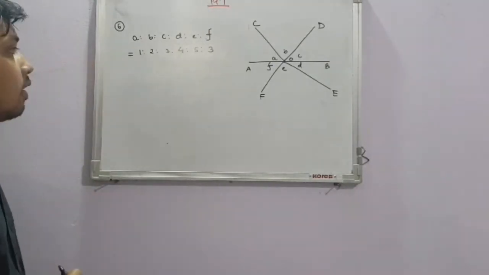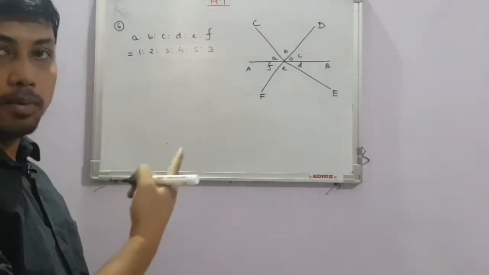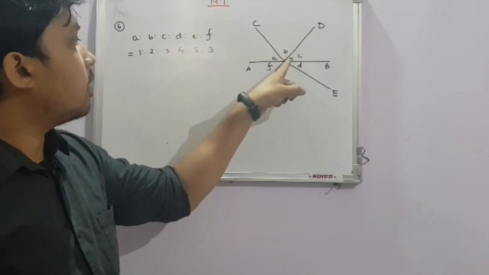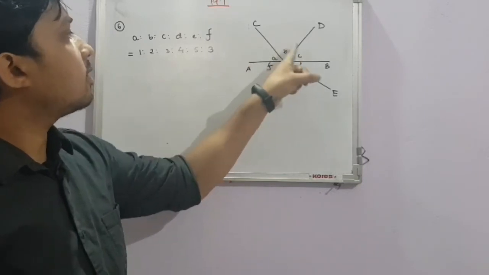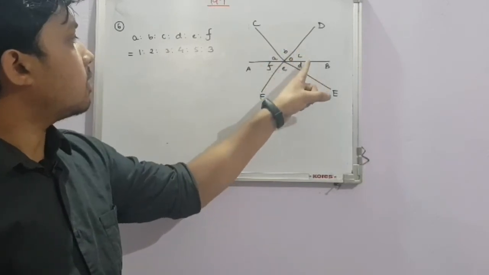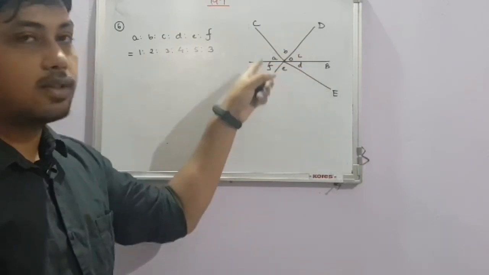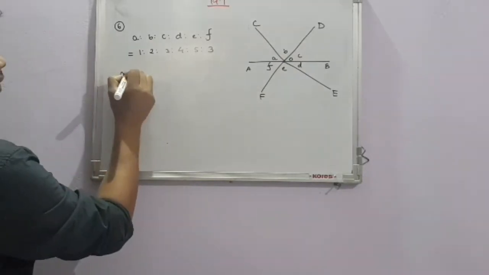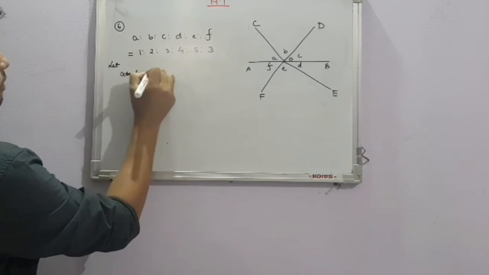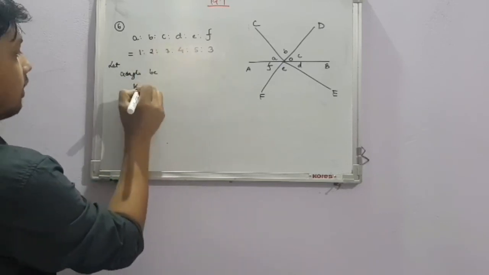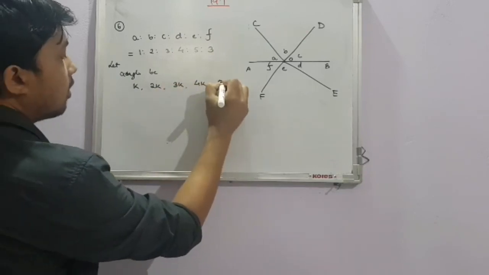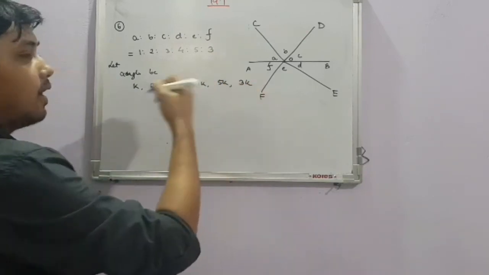All right, in the previous question we did angle in a straight line. Here you have to do angle at a point. So O is a point. What is the angle at a point? 360 degrees. So A plus B plus C plus D plus E plus F should be 360 degrees, isn't it? So what I'll do, first I'll assume the angles. Let the angles be K, 2K, 3K, 4K, 5K and 3K again, right?